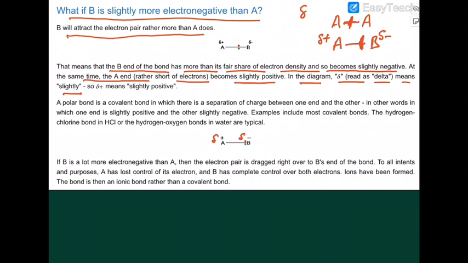A polar bond is a covalent bond in which there is a separation of charge between one atom and the other. Okay, sure about that? For example, in case of HCl, chlorine is more electronegative and hydrogen is less so. Similarly, what happens in case of water? In water also, this is slightly negative and that is slightly positive.